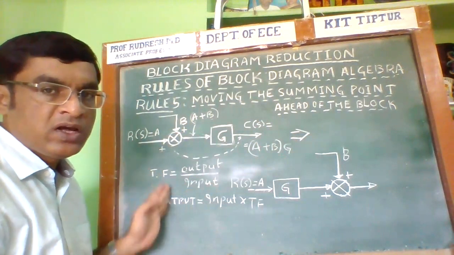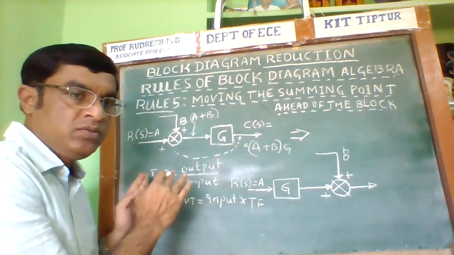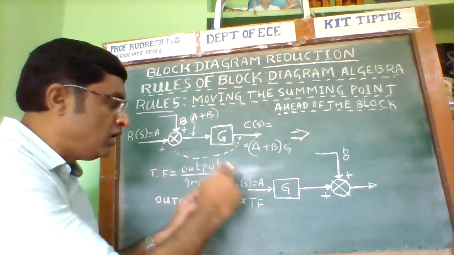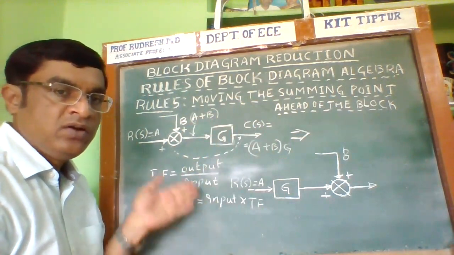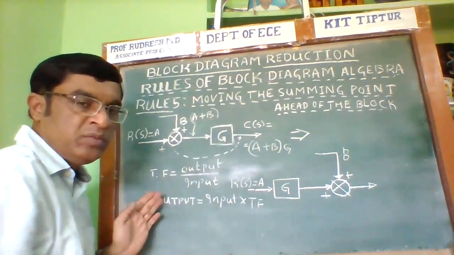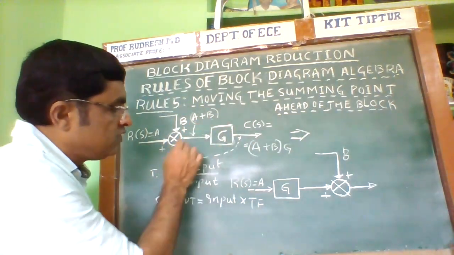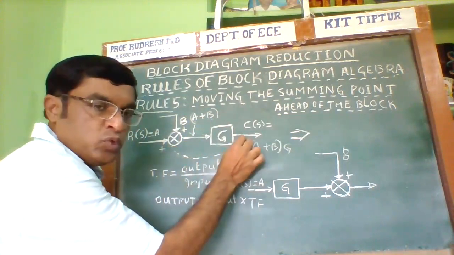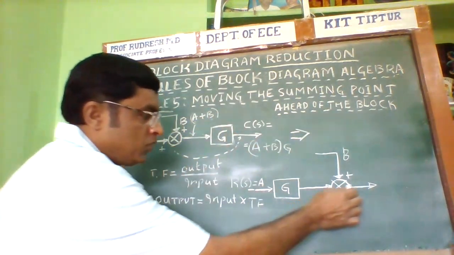The rules of block diagram algebra state that any modification made to the diagram should not alter the input and the output. That is, if I move this summing point after the block G, suppose this is the summing point, and I move it here, now this is the modified diagram. Now the output is equal to what?